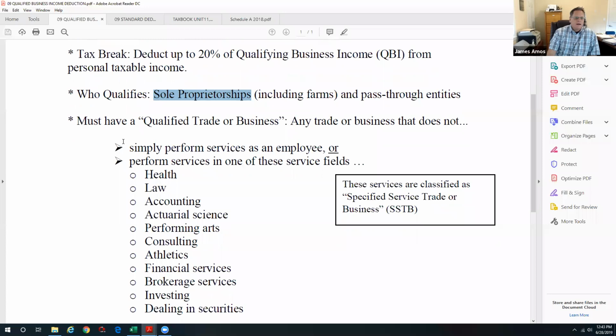So, what must you have to have a qualified trade or business? In other words, what qualifies as a trade or business?